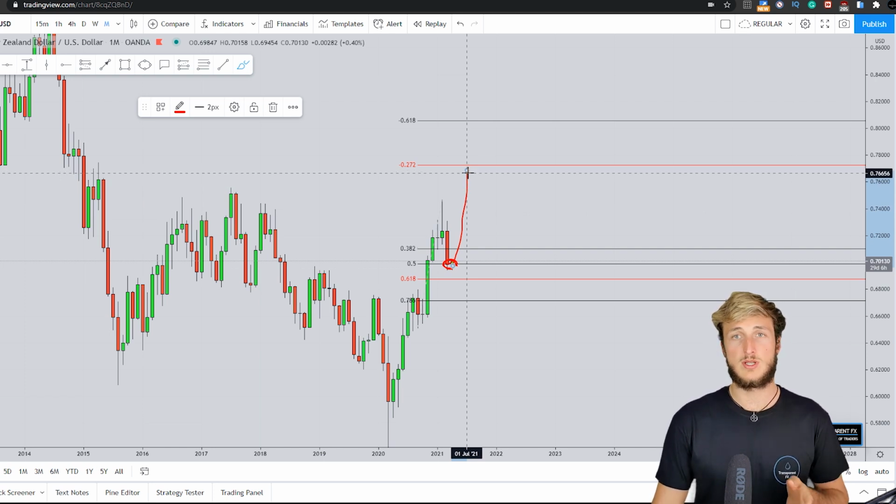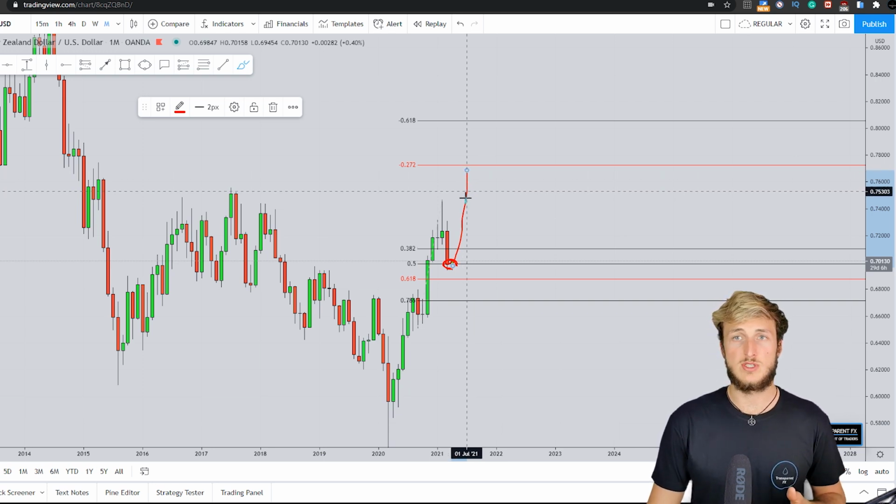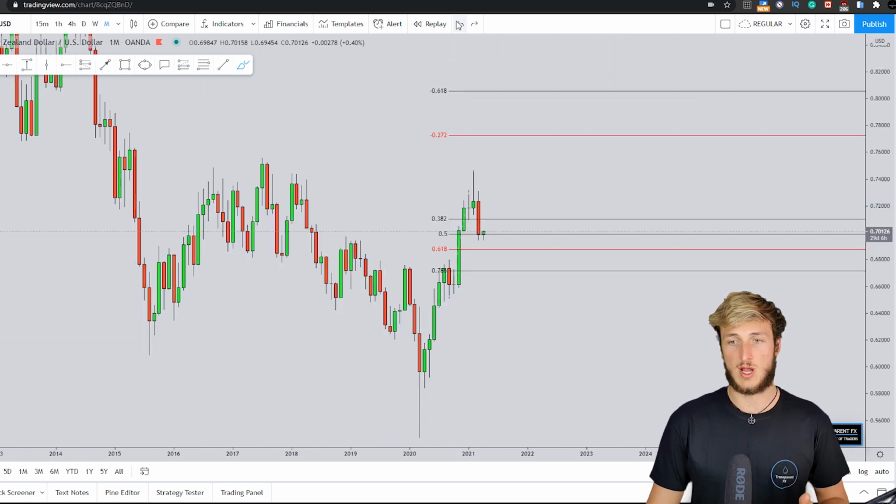So at the moment here on the monthly time frame, we are testing strong support and there is the possibility to see the market create a rejection to the upside.